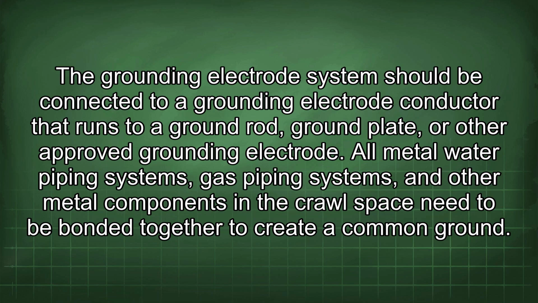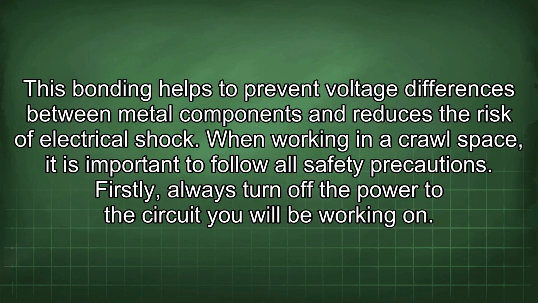All metal water piping systems, gas piping systems, and other metal components in the crawl space need to be bonded together to create a common ground. This bonding helps to prevent voltage differences between metal components and reduces the risk of electrical shock.